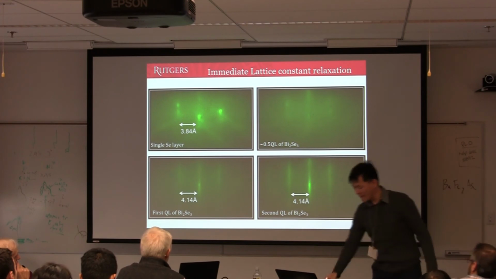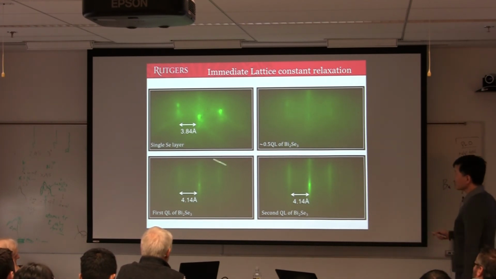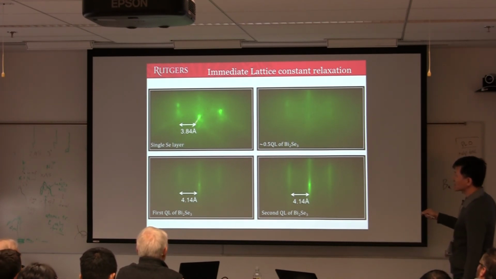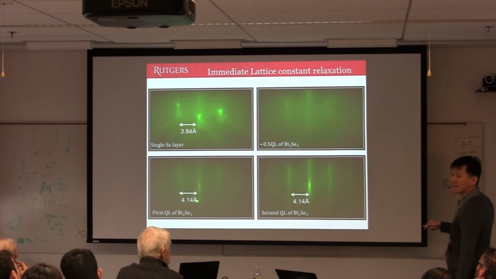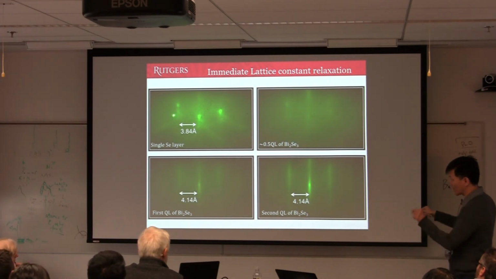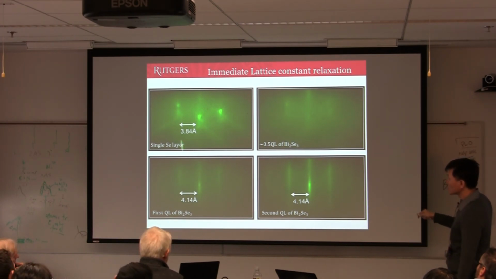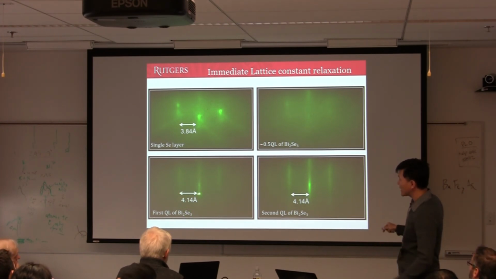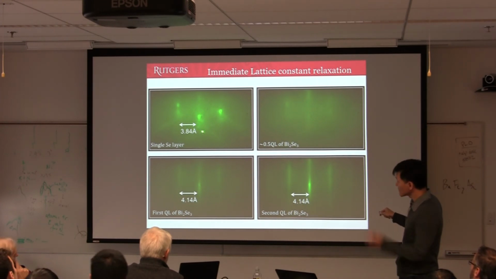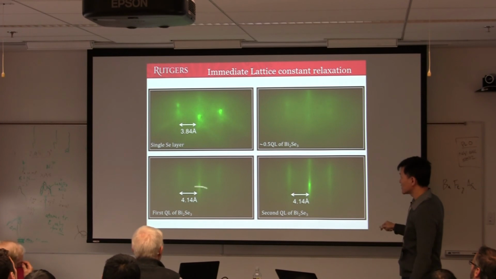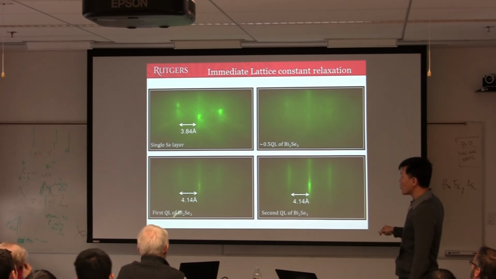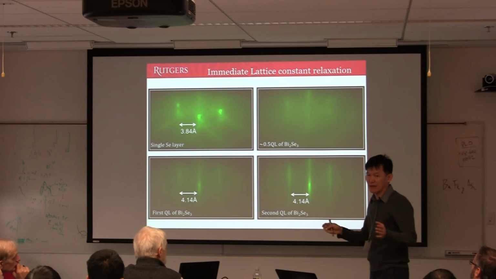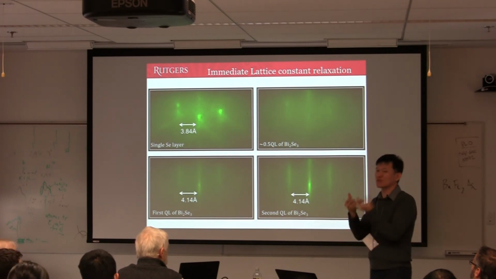Also, from the streak pattern, this spacing, you can estimate the relative lattice constant. You can see that just after the first quintuple layer, the first unit cell, the lattice constant has changed right away, from the lattice constant of silicon in that direction to the lattice constant of bismuth selenide. So in one unit cell, it gets relaxed right away.